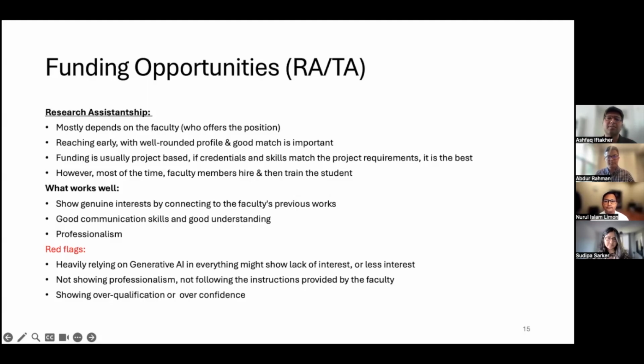Usually you will have 3 to 4 years of funding through RA, and the first year of funding is typically obtained through TA-ship. So that is most likely the norm.